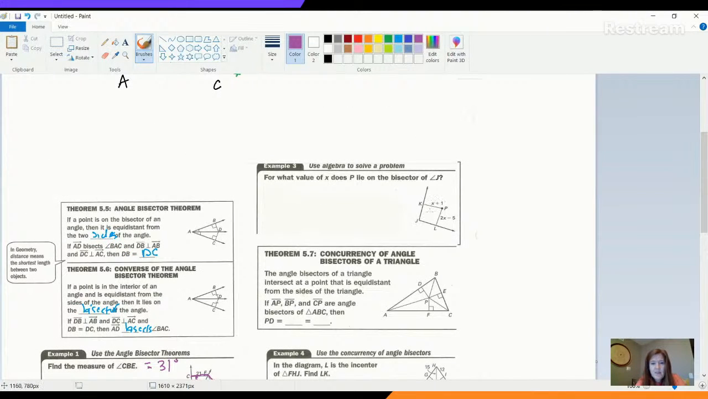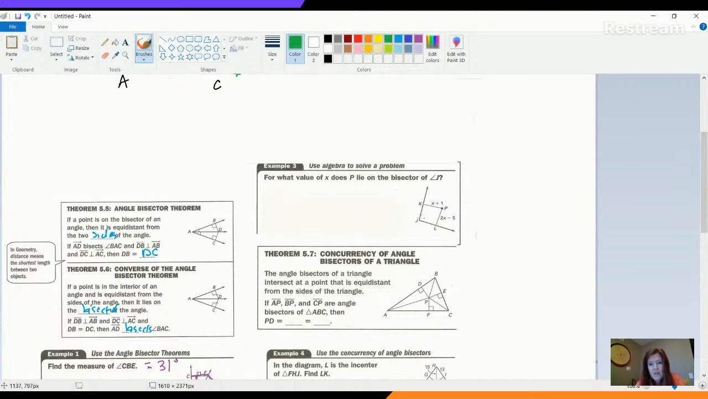This one's a little bit different. So it says, for what value of x, let me take a step back here. We've got angle KJL, and then we have some point P out here, and then we've connected KP and LP to that. So it says, for what value of x does P lie on the bisector of angle J?